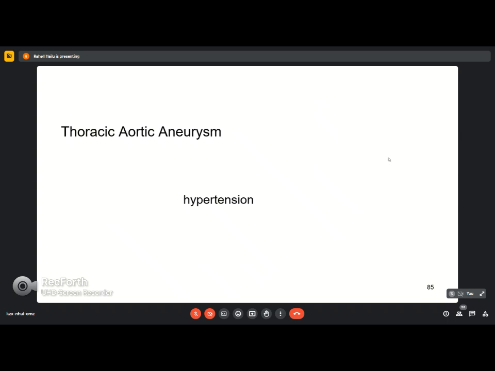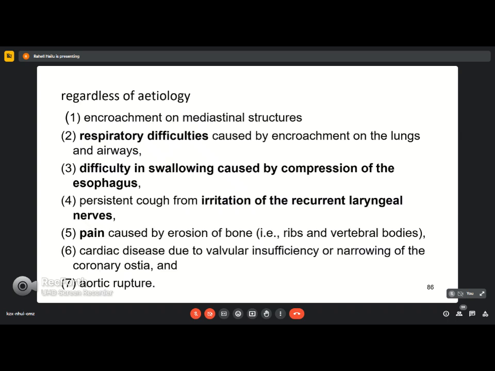Thoracic aortic aneurysm is most frequently caused by hypertension, and this is just an aneurysm that occurs in the thoracic aorta. As you know, the aorta is the one that leaves the left side of the heart, and as it goes there, it forms the ascending aorta, then the arch, and then you have the descending thoracic aorta. So regardless of what etiology it has, most commonly, like I said, hypertension, it can cause compression of adjacent structures, which can bring respiratory difficulty. It can have difficulty of swallowing because it can compress the esophagus.